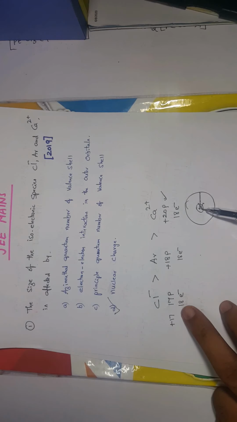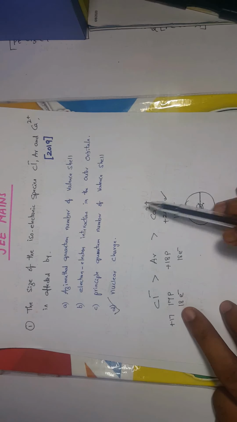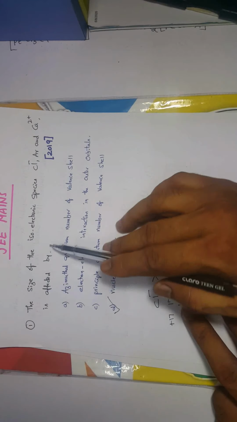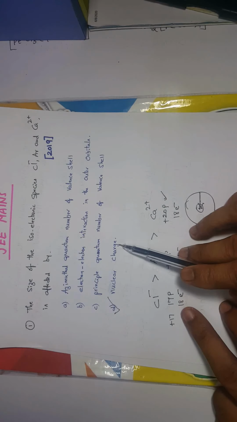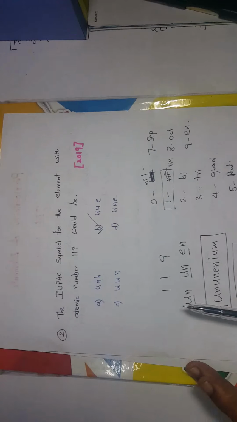The greater the nuclear charge, the more closely it attracts the outermost electrons towards itself. That's why cations have a lower ionic size compared to their neutral atoms, or in isoelectronic species. So the isoelectronic species are affected by nuclear charge. That is the first one.